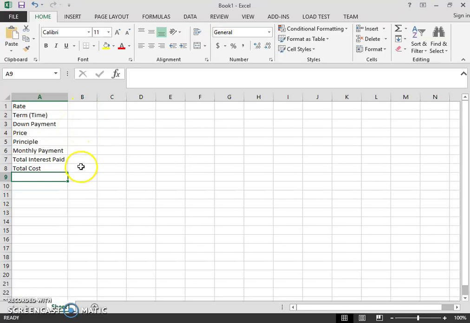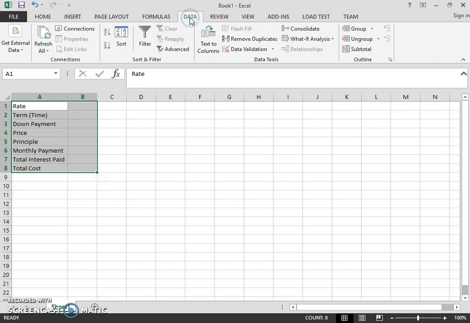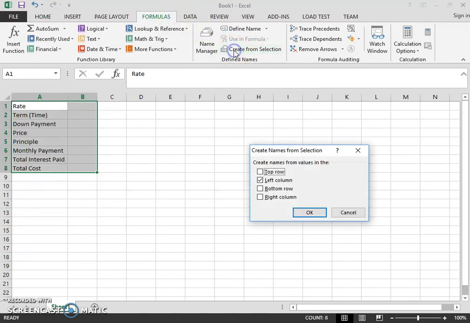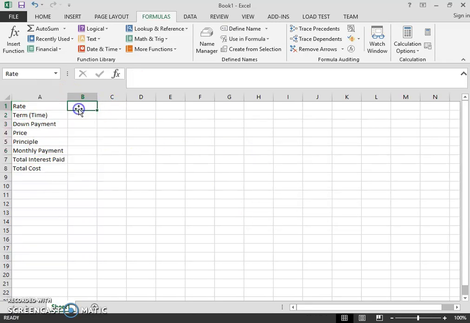Now, to make this easier for everything else, I'm going to set up my naming scheme right away. So I highlight from cell A1 down through cell B8. Go to the Formulas tab, and I'm going to create from selection. I want my names in my right column to be from the names of the left column selection, so I go left column. Now, according to the sheet, our interest rate is 8%. 8% is actually a very high interest rate.